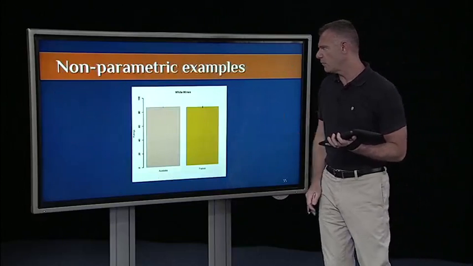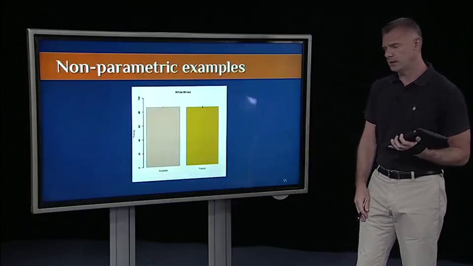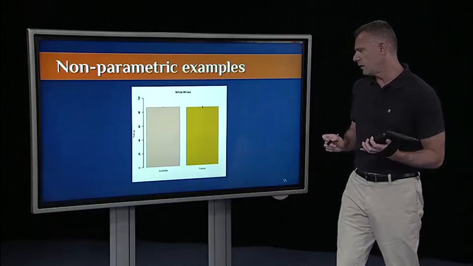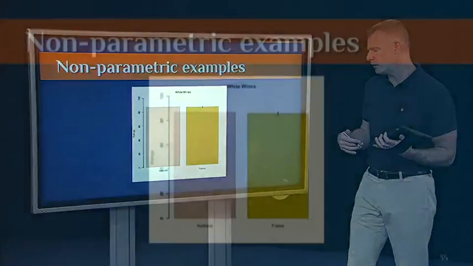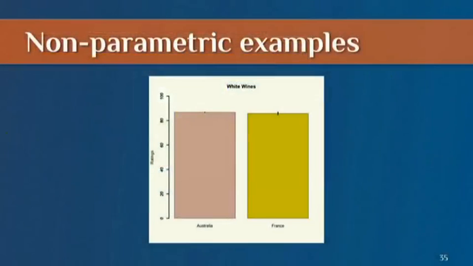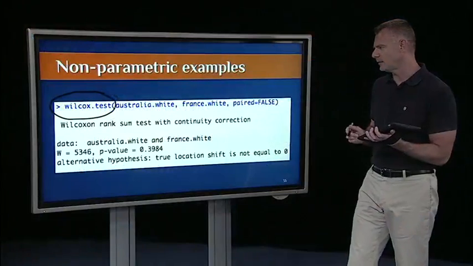So to do a non-parametric example for an independent groups example for our wine ratings, again, I wanted to take the white wines because those were not normally distributed. And we're just going to compare Australia to France. Again, it looks like there's not much of a difference, but let's plug it into R and see what we get. Here's the output. Notice that R does not call it a Mann-Whitney U test. They're pretty good about their history and statistics. So they just call it a Wilcoxon test.